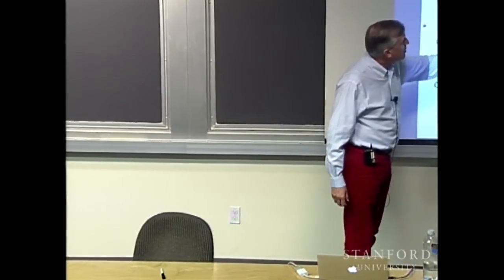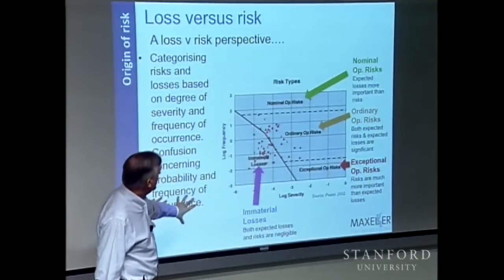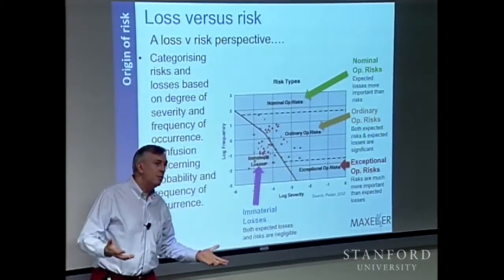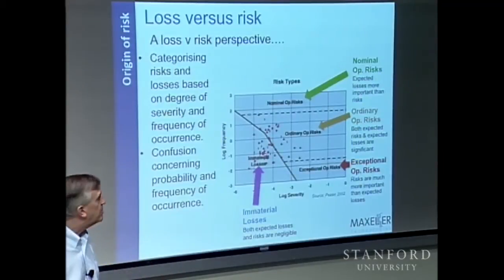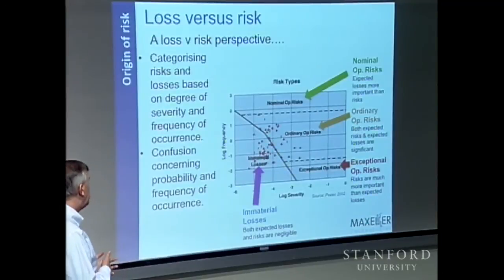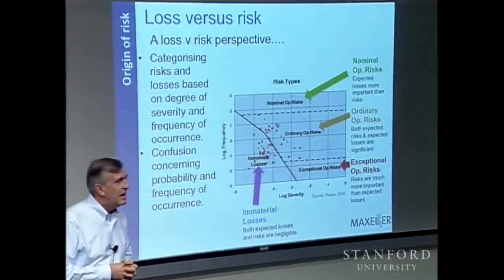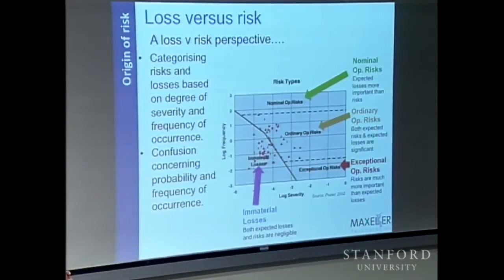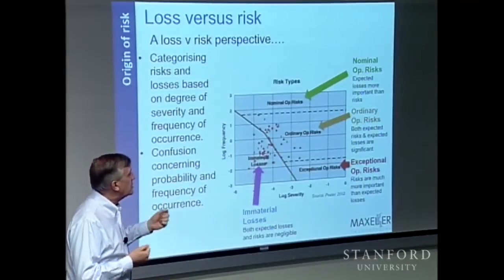And so, looking at the log of the frequency versus the log of the severity, categorizing those risks into immaterial losses, where expected losses and risks are negligible. Things happen on a daily basis, you lose stuff, and it's part of doing business. And then the top corner, nominal operational risks, where expected losses are more important than the risks. So the actual loss or the shrinkage is more important than the risk that you're taking. Ordinary operational risks, where both the expected risk and the expected losses are significant.